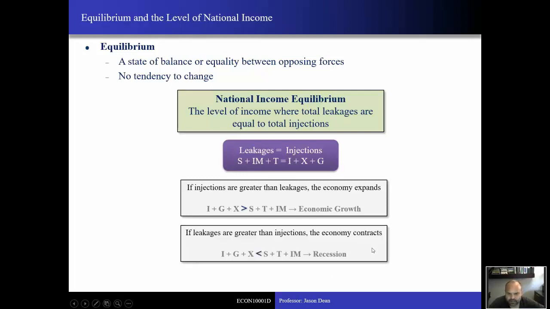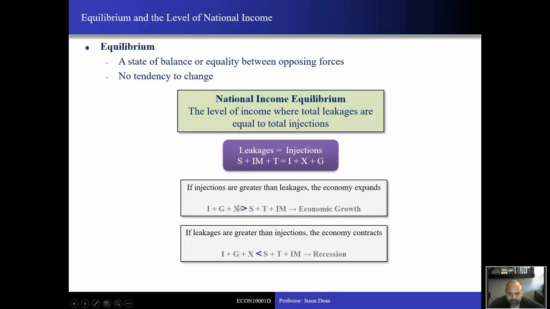If leakages are greater, the other way around, the economy would slow down, so income would fall. But as income is falling, the amount of leakages would also be falling. So with less income, people are going to be paying less taxes, saving less, and importing less.